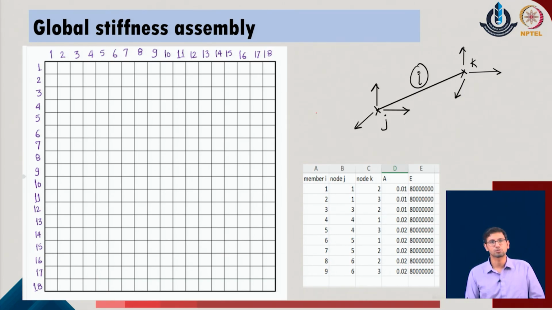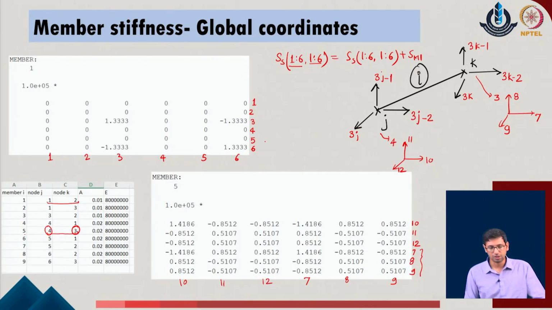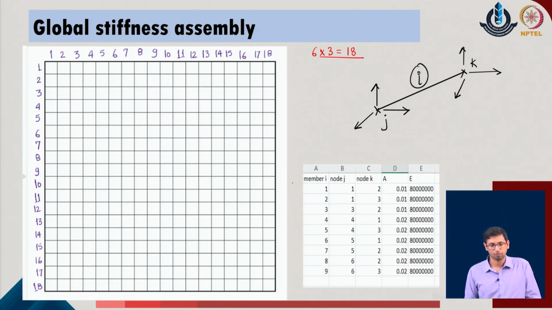So we get a stiffness matrix of size 18 cross 18, because 6 nodes means 6 into 3, a total of 18 degrees of freedom in the given system. And for each member, we get a 6 cross 6 stiffness contribution, and by doing this simple practice, we can identify where the individual contribution of each member is going in the overall problem. So this is what we have already done.